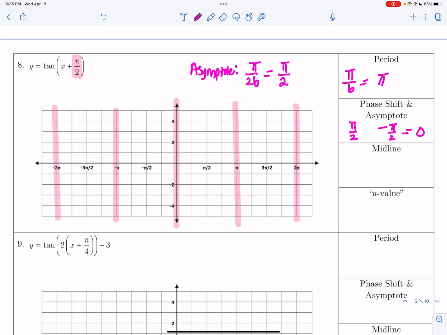I'm going to create my midline, which is at y is equal to 0. And then I am going to start finding my midpoints for one of my sections. I'm going to use 0 to pi, and I'm going to have pi over 2 as my section. Then I'm going to find midpoints from here to here, so that's going to be right here. Then I'm going to use my a value, which is just 1, to go up 1 to the right, and then down 1 to the left. And then since you have your 3 points, start graphing.